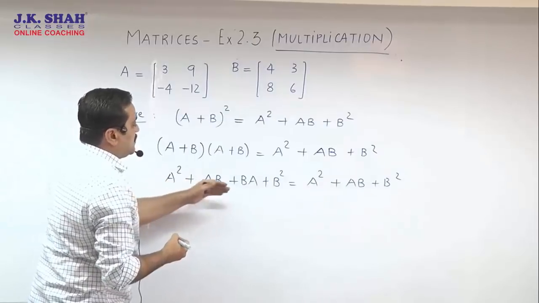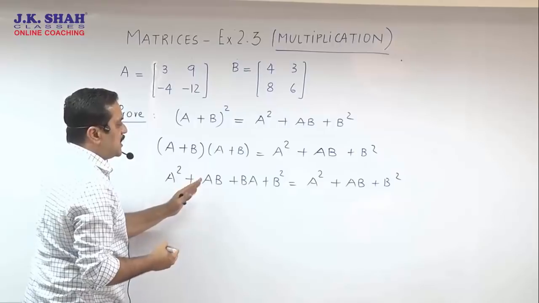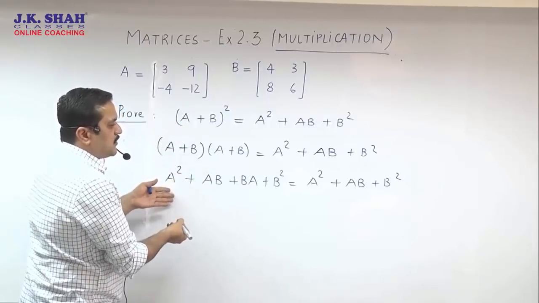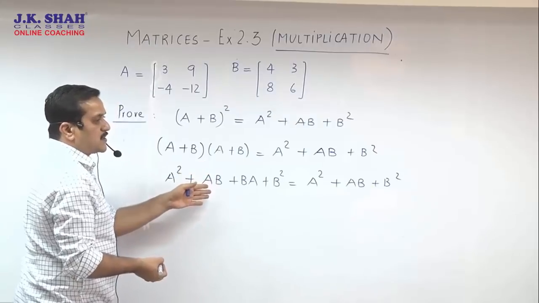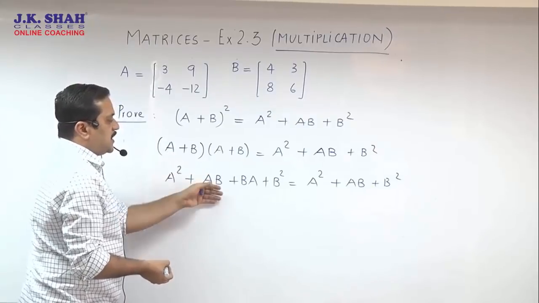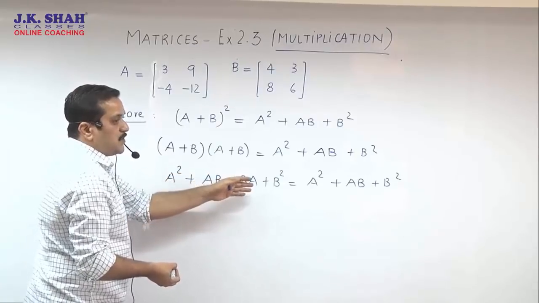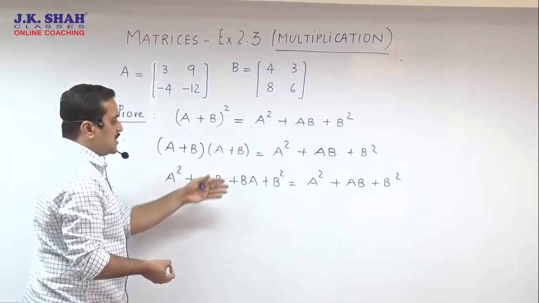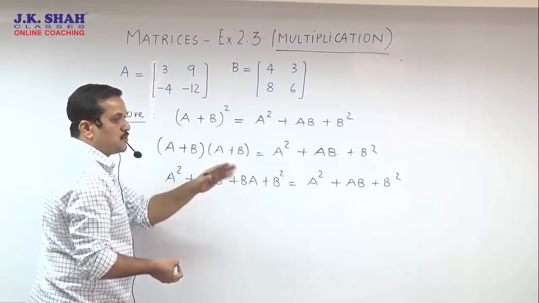If it were algebra, you would add AB and BA and say 2AB, and you would have got your formula for (A+B) the whole square: A square plus 2AB plus B square. Please don't do that over here. It's matrix multiplication. I did say in the earlier lecture that it's not commutative. So AB is not equal to BA. We saw in a few examples AB exists, BA may not. So you cannot add the two matrices AB and BA assuming they are equal.